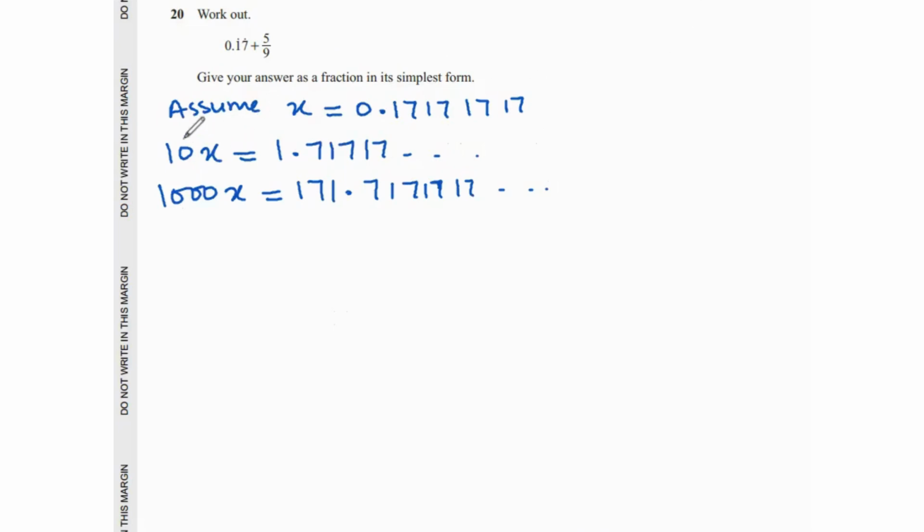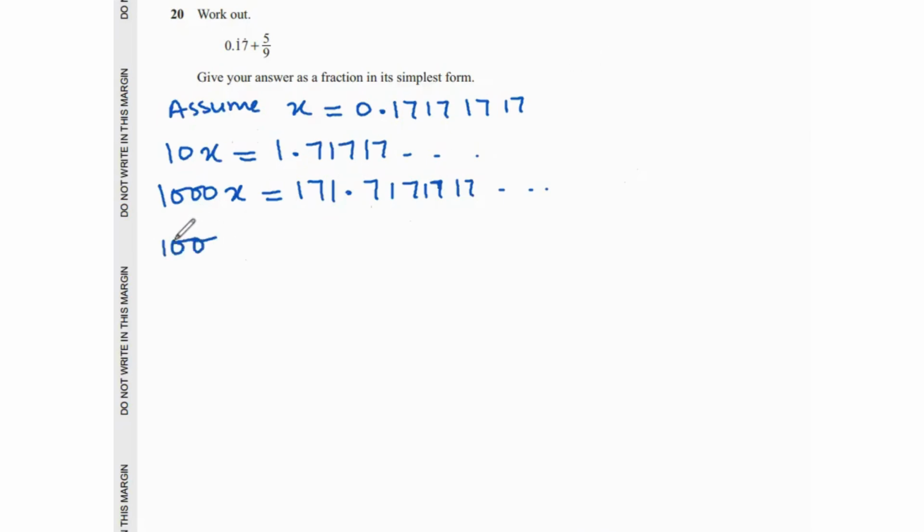So when I chose 10 to be multiplied with x, the next thing that could be multiplied with x to make the numbers the same after the decimal was 1000. If I multiplied by 100, that would give me 1717 after the decimal, not 7171. So we have to be careful about what we're choosing to multiply x by.